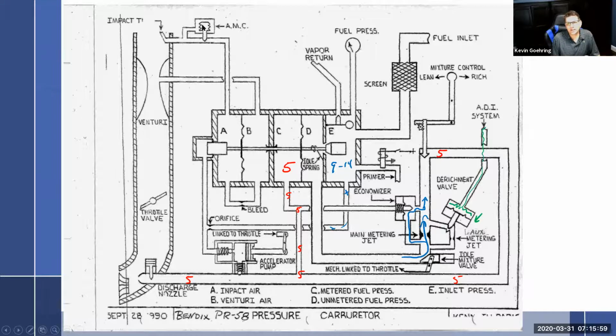So as we go up in altitude, it's going to decrease the impact air coming in, which does give us some semblance of measuring it by weight. And then we have the pure Venturi, which is going to be volume. So thus the terms weight and volume.